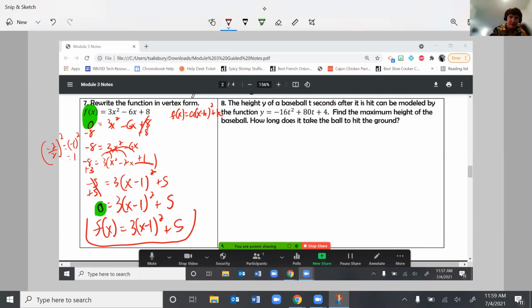If you plug that into your graphing calculator or into Desmos, you would see this and this are the exact same. So just a different way to change things up.